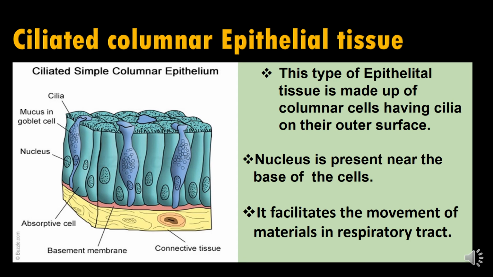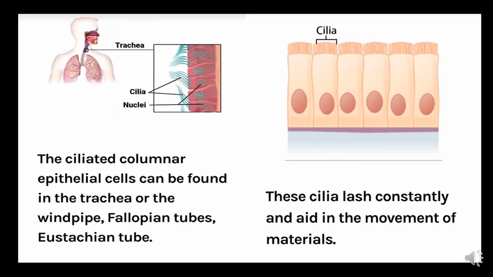And the basic function of this tissue is to facilitate the movement of materials with the help of cilia in various organs like the respiratory tract. These ciliated columnar epithelial cells can be found in the trachea or windpipe, fallopian tubes, and Eustachian tubes, and here they perform the basic function of movement of material. These cilia lash constantly, they move constantly and aid in the movement of materials in a particular direction.